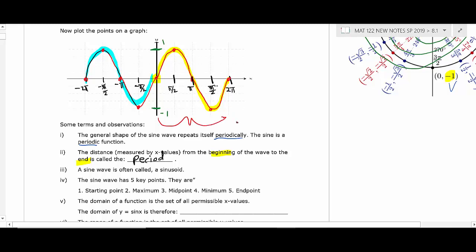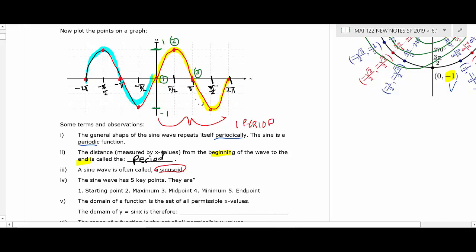Okay, that would be 1 period from 0 to 2 pi. The sine wave is often called a sinusoid or a sinusoidal function. And the sine wave has 5 key points: the starting point, maximum, midpoint, minimum, endpoint. And that's what I did right here, which is worth notating. That's the first point. That's the maximum.